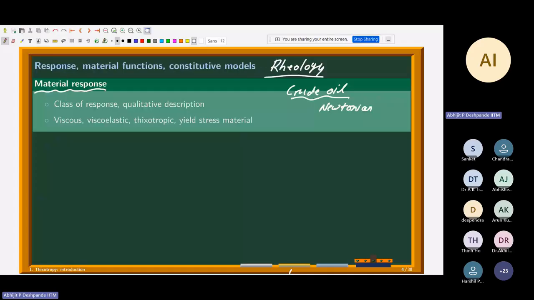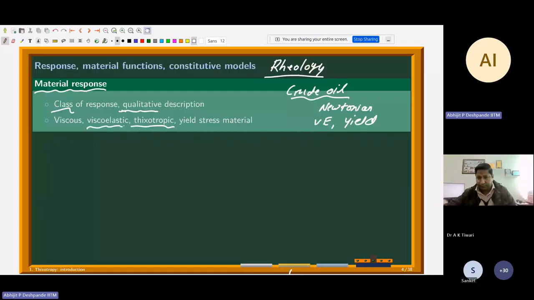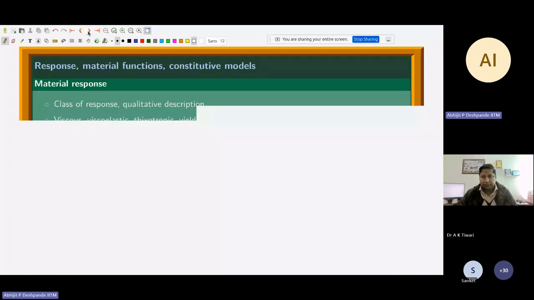So depending on the context, we may study one or the other phenomena. That's why we need to generally look at what class of material it is and, in some sense, what the qualitative description is. So this is the first step that we need to do. For today's lecture, we are going to focus on thixotropic materials. But we will see that they also incorporate aspects of viscoelasticity and yield stress. Our main focus will remain on thixotropic materials.